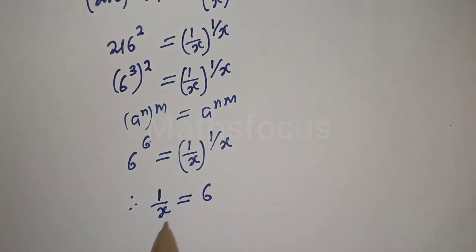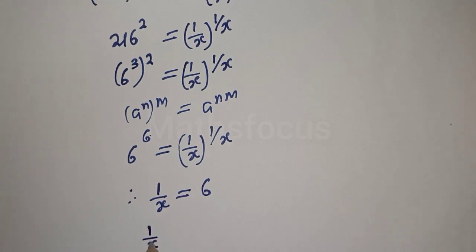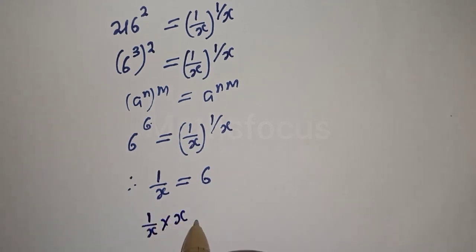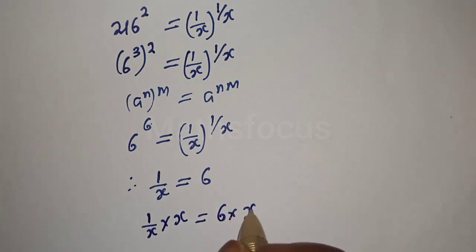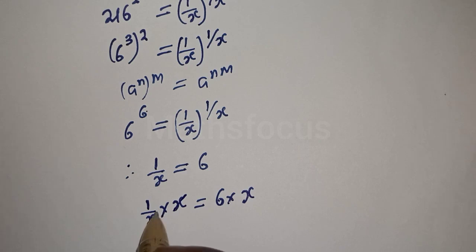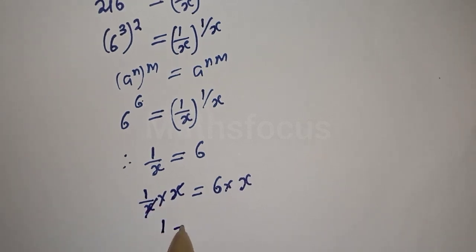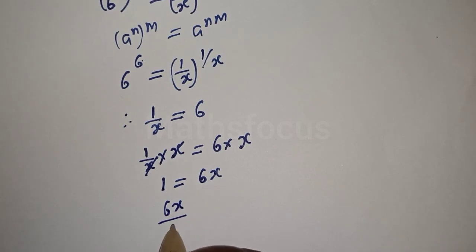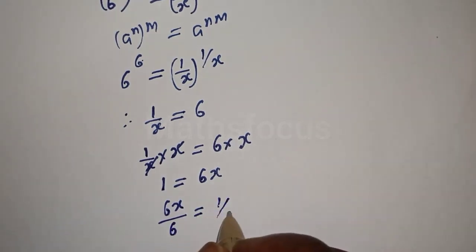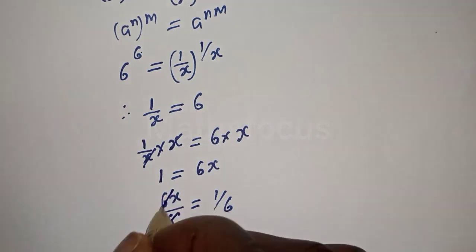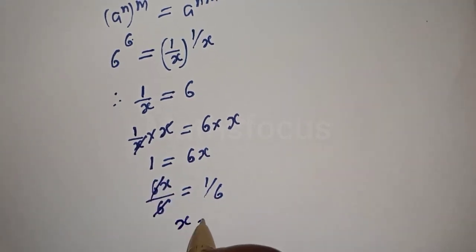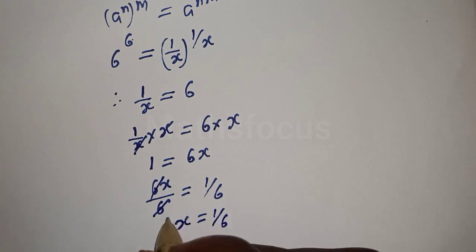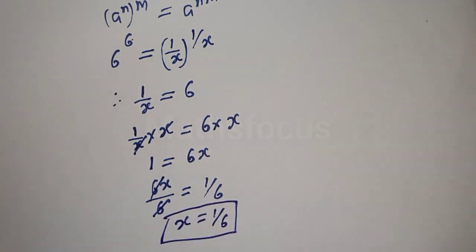Now with this, we are looking for the value of s. Let's multiply both sides of this equation by x. 1 over x multiplied by x is equal to 6 multiplied by x. This will cancel this. 1 is equal to 6x. Now let's divide both sides by 6. 6s divided by 6 is equal to 1 divided by 6. This will cancel this. S is equal to 1 over 6. And this is the final answer. Thank you.